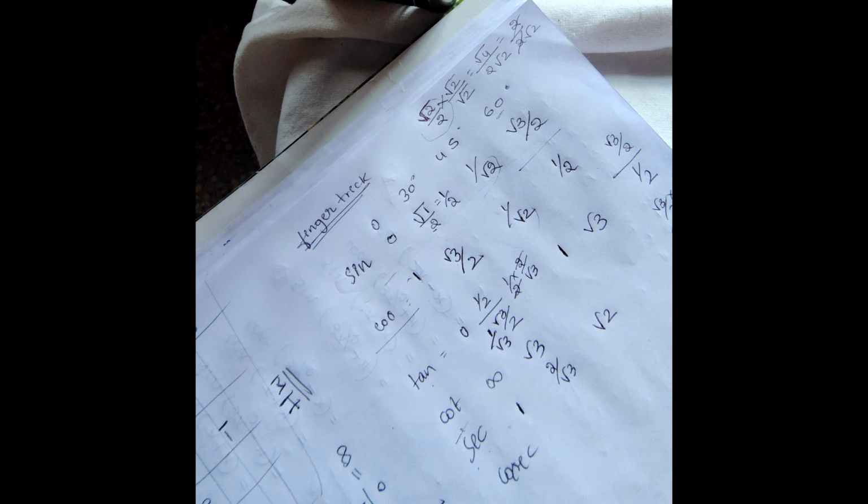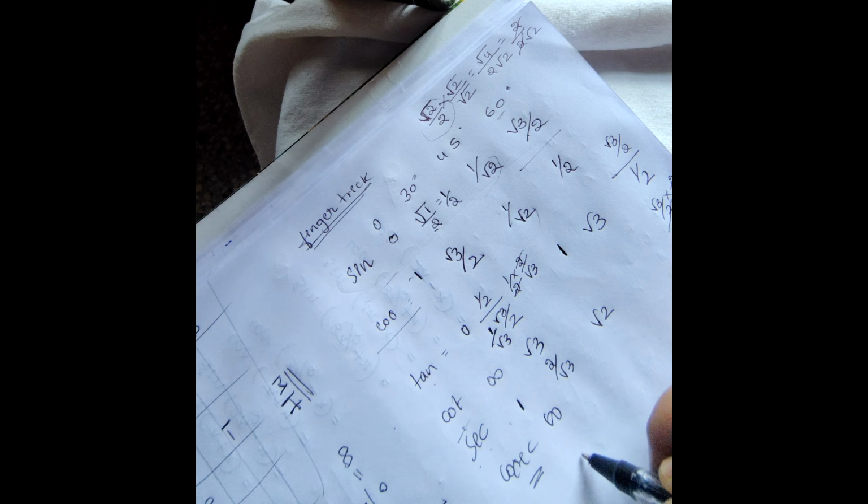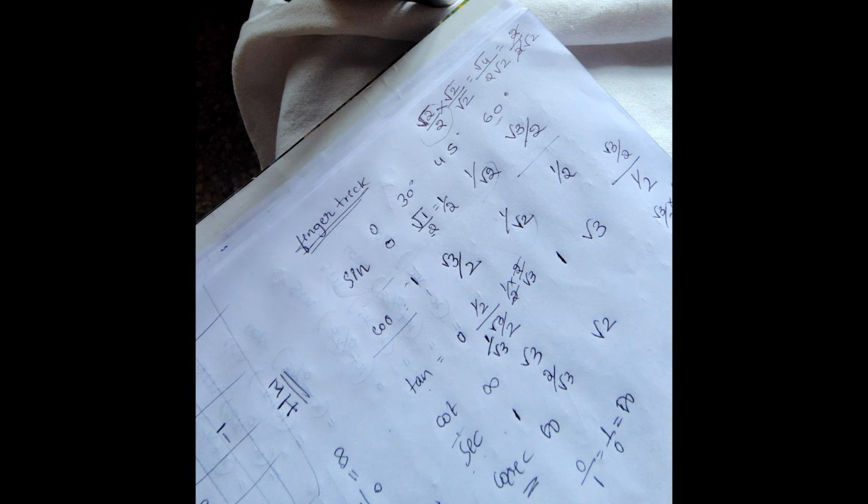That's it. Cosecant is 1 by sine. Whatever the sine value is, you have to take the reciprocal. So the reciprocal of 0 is infinity. Remember that the reciprocal of 0 is infinity, because it is 0 by 1, and if you take the reciprocal, 1 by 0. Any number divided by 0 is not defined; it is infinity. This is a very new term for the class 10 students, so please remember this. I hope you understand this. Therefore I have found the values for all of them and written them here. You can just take a screenshot of it.